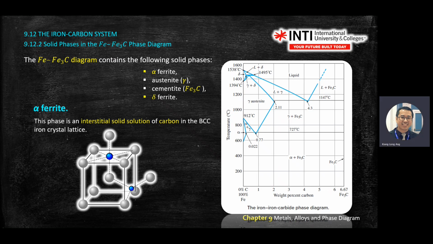Again, alpha ferrite. We try to link back to your chapter 2 or chapter 3 when we discussed the crystal structure. So ferrite alpha is in a BCC structure, looking like this, right?